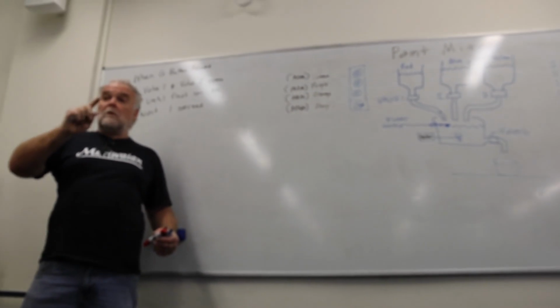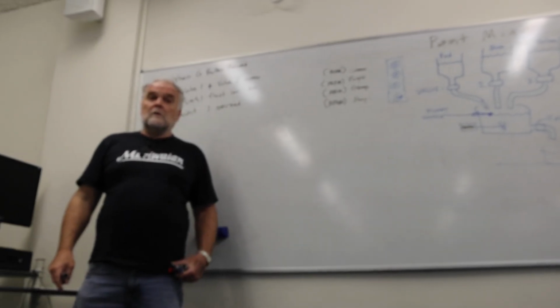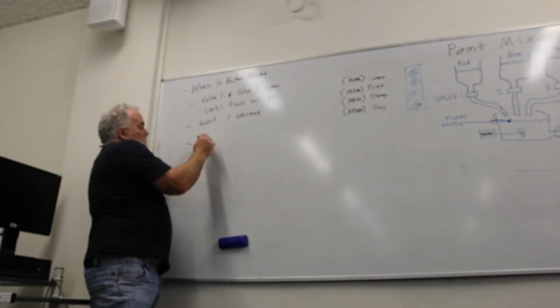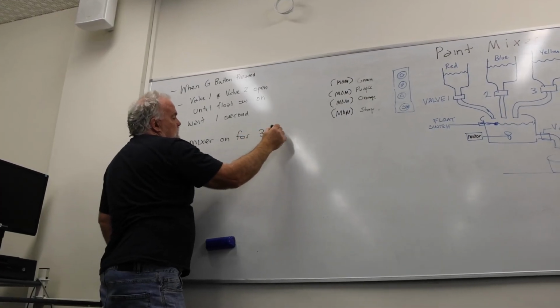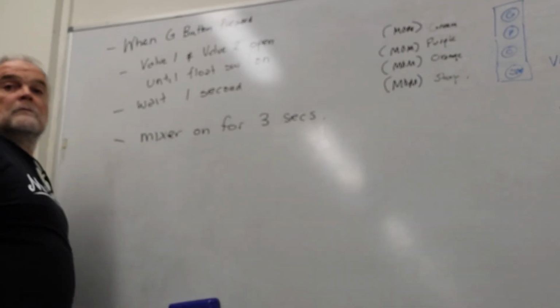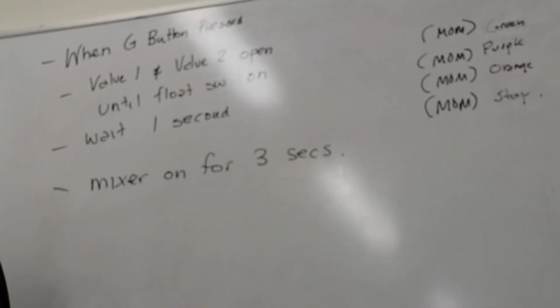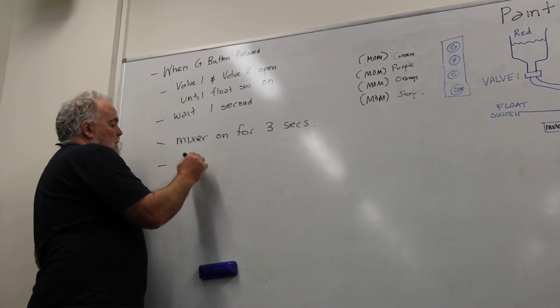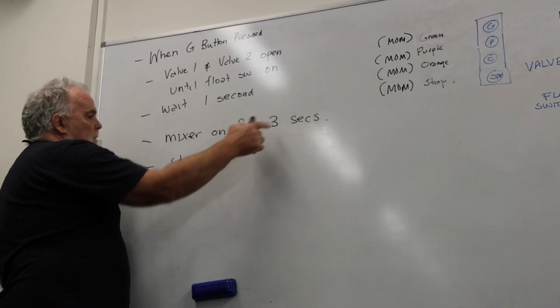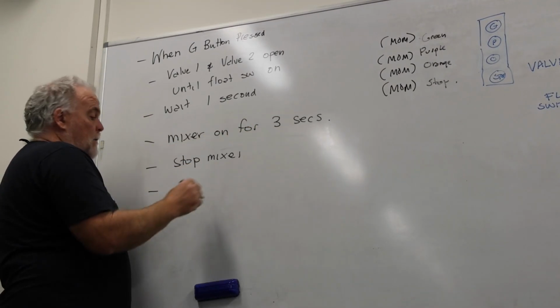So both of them are going to come on. We're going to squirt in. It's going to fill up, and then we're going to wait 1 second. Then what are we going to do? Float switch is on. Turn the mixer on. Mix on for 3 seconds. Give it a good mix, 3 seconds. Stop mixer. And then you're going to open valve.